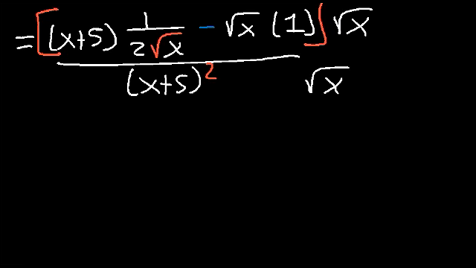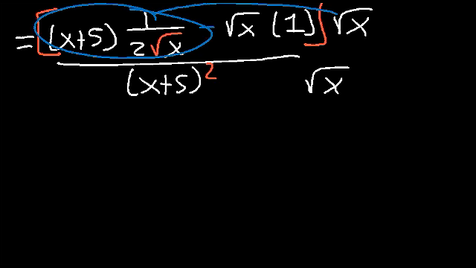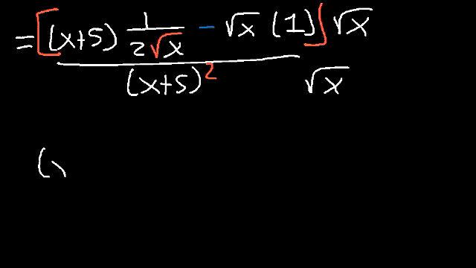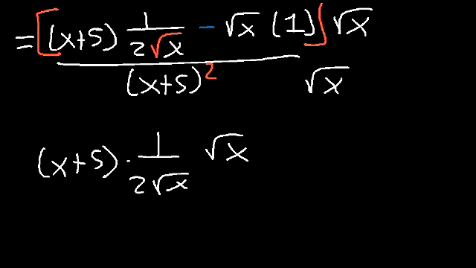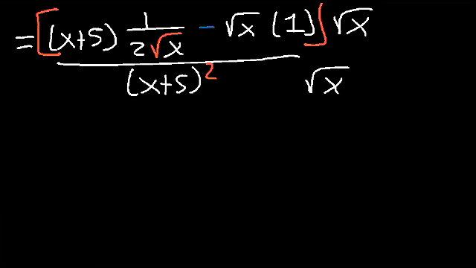So now let's distribute radical x. What is the square root of x times all of this stuff? Well, let's write it out. If we have x plus 5 times 1 over 2 radical x multiplied by radical x, these two will cancel, and it's simply 1/2 times x plus 5. So we have half of x plus 5.